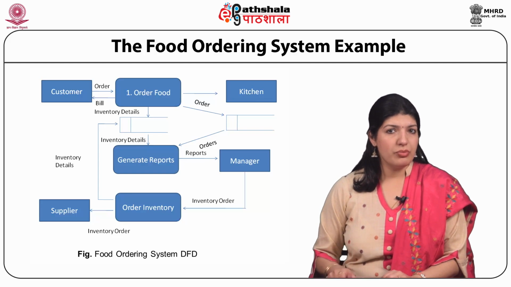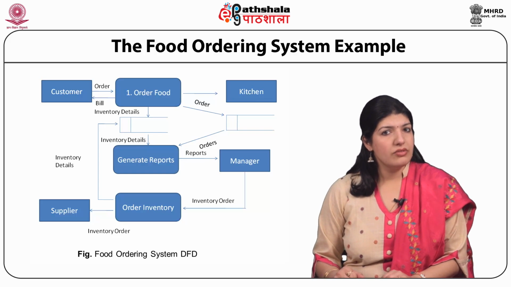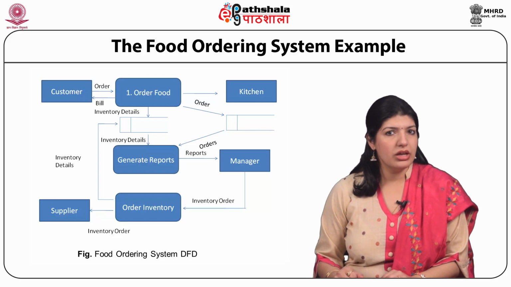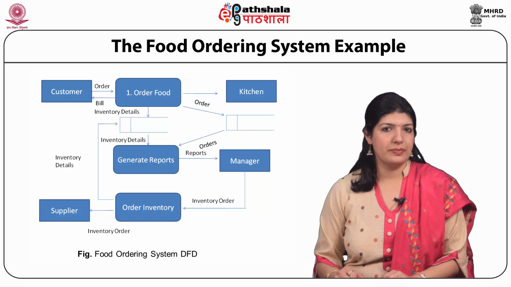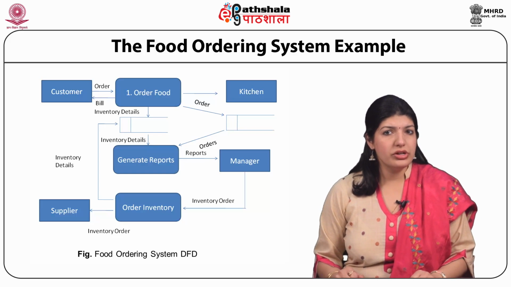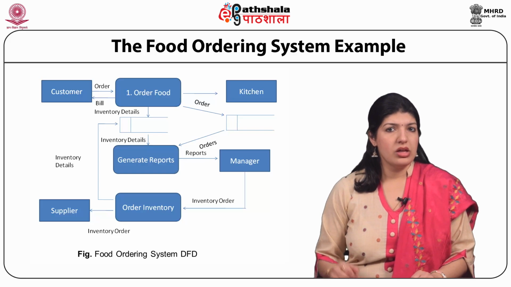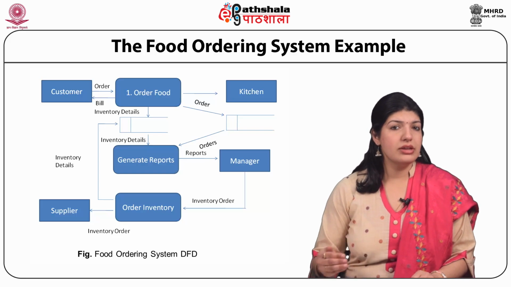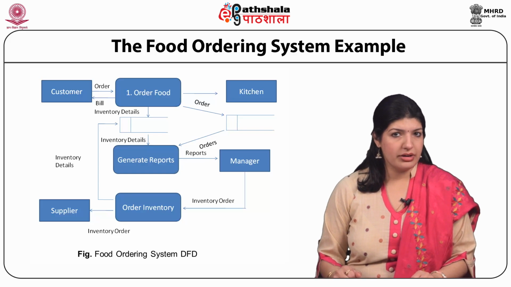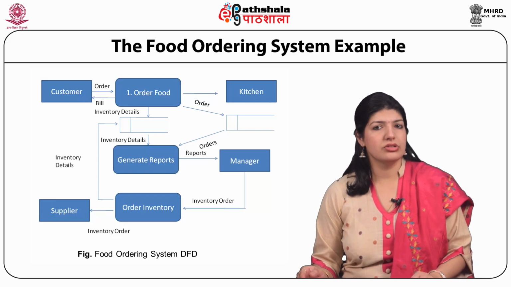Managers can receive reports through the generate reports process, which takes inventory details and orders as inputs from the inventory and order data store respectively. Manager can also initiate the order inventory process by providing inventory order. The process forwards the inventory order to the supplier and stores the updated inventory details in the inventory data store.